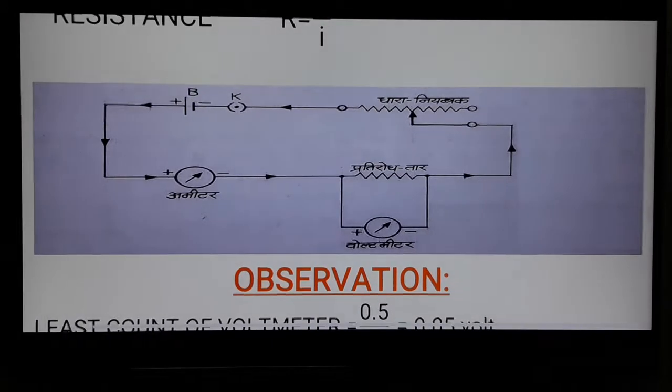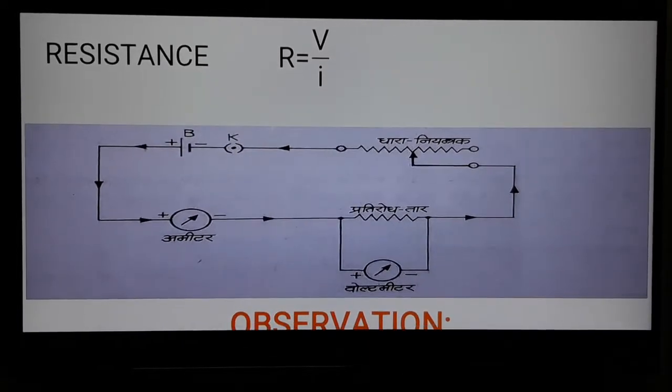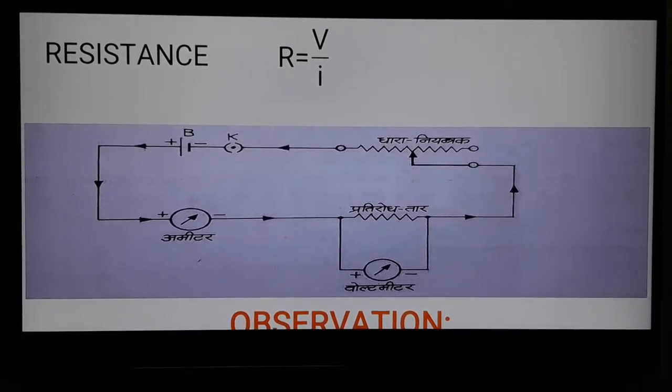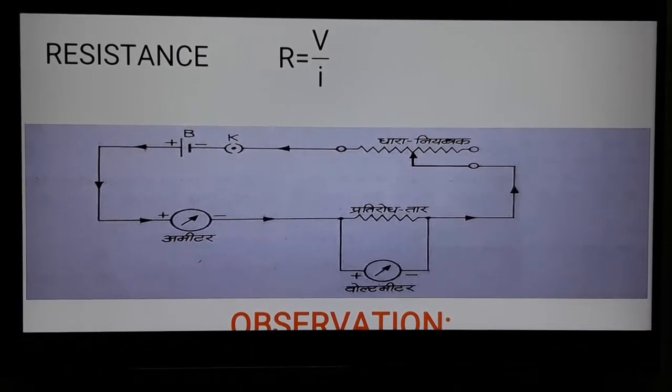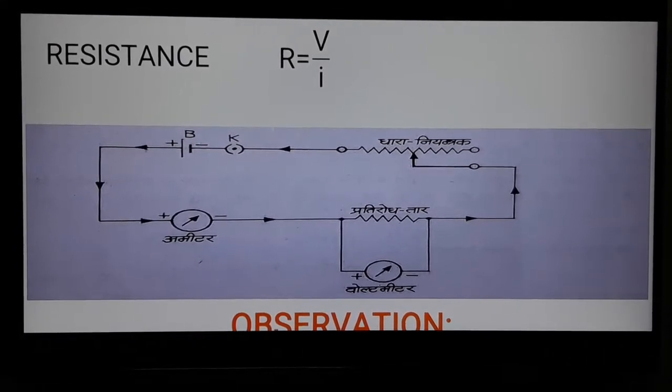This is the circuit in which a battery, plug key, rheostat, ammeter, voltmeter and a resistance or resistor, a carbon resistor, are connected. Now we move towards the apparatus to see how to perform this experiment.